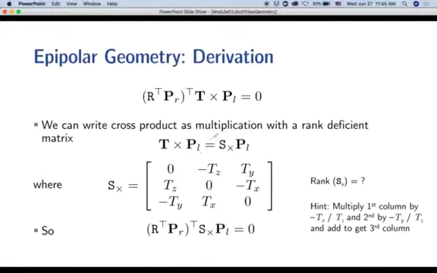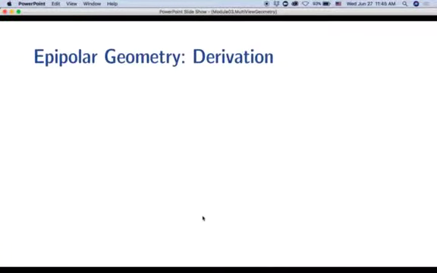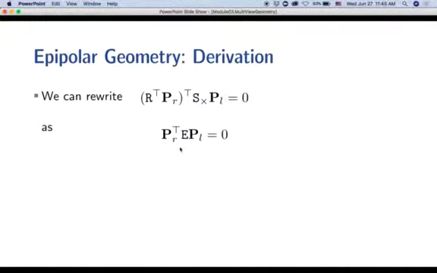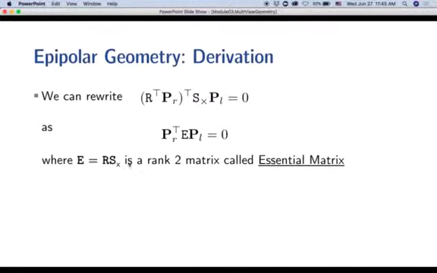Okay, so since I can write the cross product as a matrix product, I'm just writing that here as a matrix product. This is the same thing. And now I'm going to expand this transpose out, so it becomes PR transpose E PL, where E is R times SX. R is a full rank matrix, but SX is not. SX is rank 2, so R times SX is also rank 2. And we call this the essential matrix.